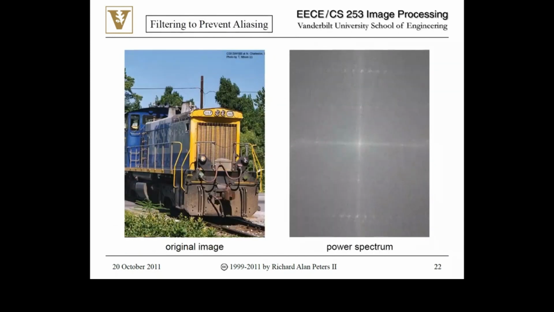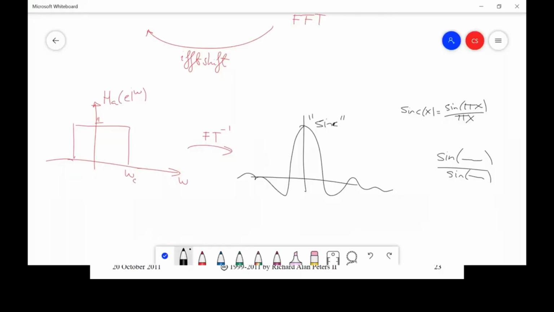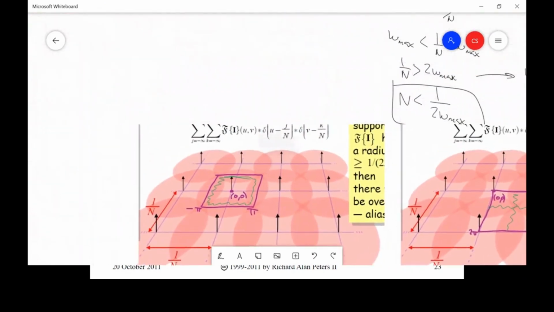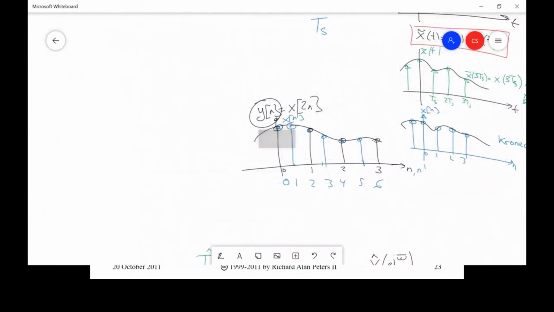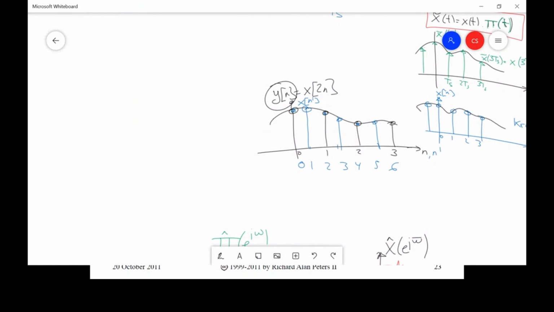Okay, so let's say that we have that original image. This is the Fourier transform. And now we will decimate by a factor 2. This is again a reminder of one-dimensional signal processing. So what is the spectrum of this Y? What is the spectrum of Y, if I'm doing this operation here?